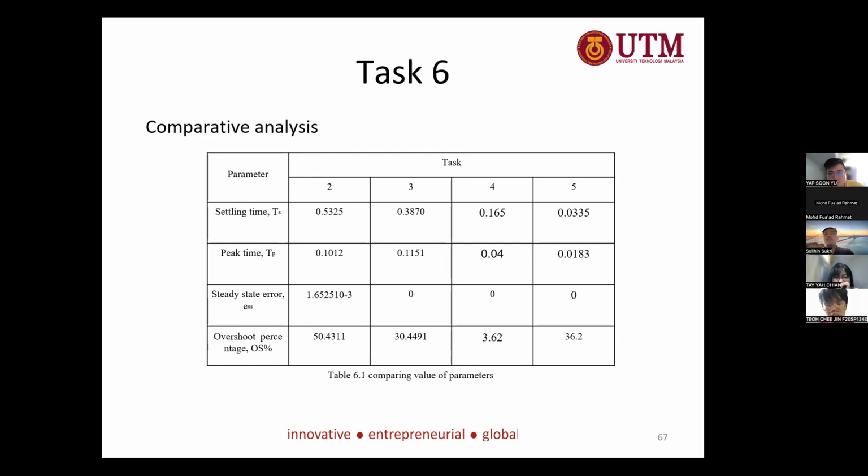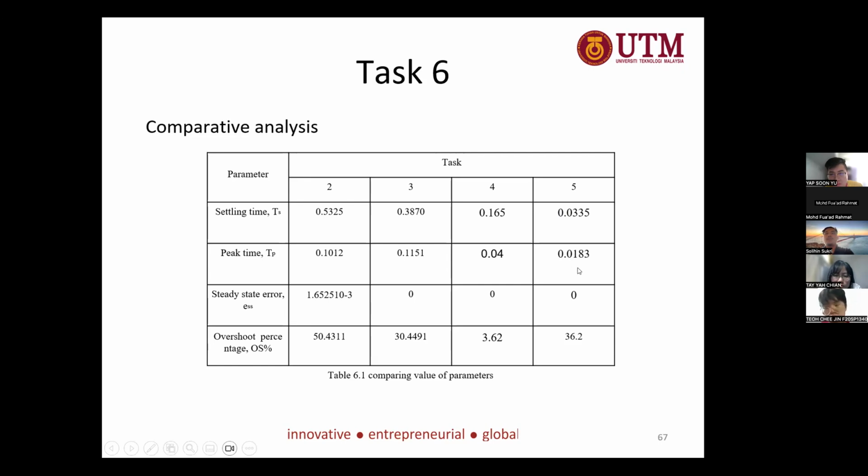Task 4 is for the tuning of the PID controller. In task 4, we get the steady state error of 0, which is very stable, and a very low overshoot percentage. While not to forget about the lead compensator, even though we have a high overshoot percentage, the lead compensator is good for achieving faster settling time and peak time.